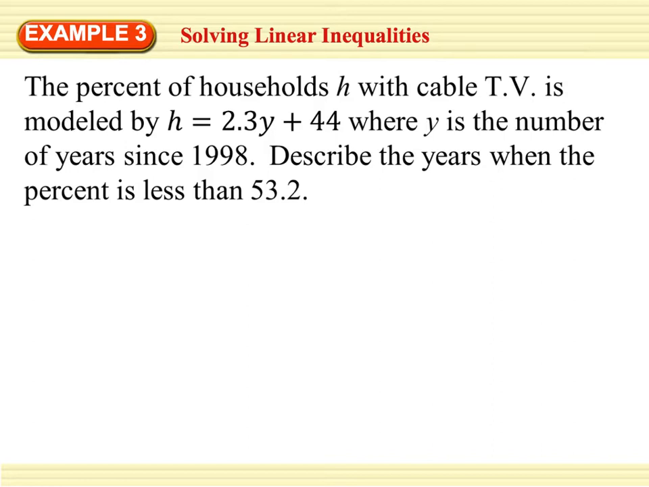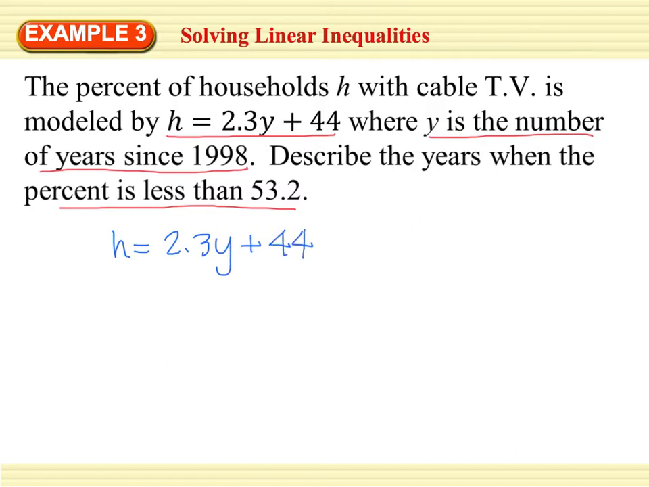Now I need to assess the information that was given. I see that I'm given an equation. I know that H is going to be the households with cable TV. Y is the number of years since 1998. And we're looking for the percent that is less than 53.2. Now in this case, for the modeling portion, I'm given the model that I'm going to be using. We're given that H is equal to 2.3y plus 44. So I don't have to come up with a model, but I am going to have to know that I want to describe the years when the percent is less than 53.2.